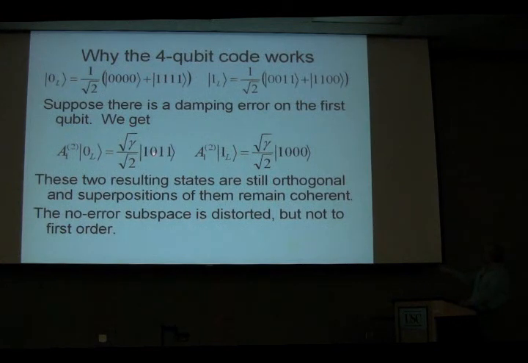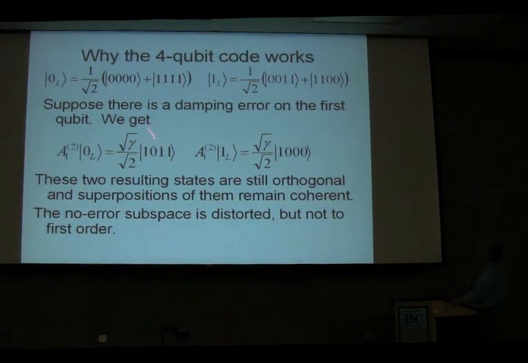So a 1 turns into a 0, and a 0 just goes away. And here, a 1 turns into a 0, and a 0 goes away. So you get this, and this is a very nice subspace. You've just rotated the subspace alpha 0 plus beta 1 into the subspace alpha this plus beta that, and you haven't distorted it at all.